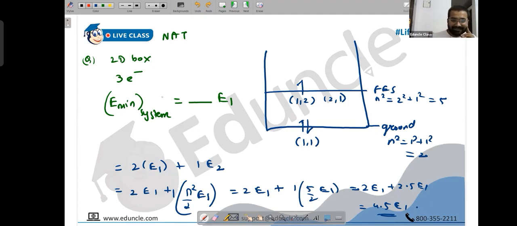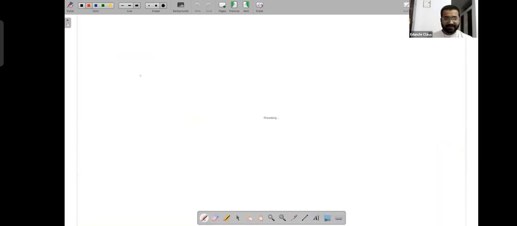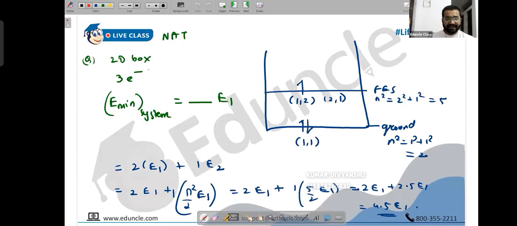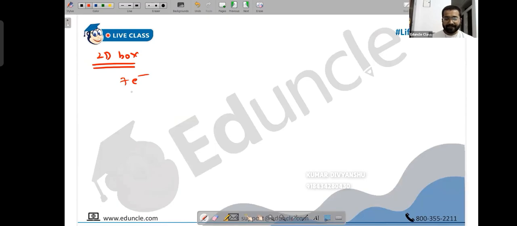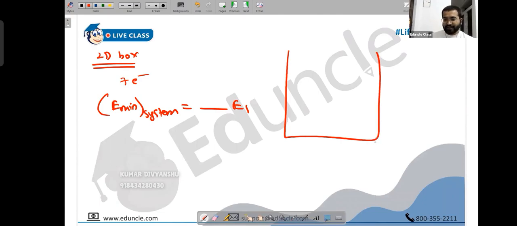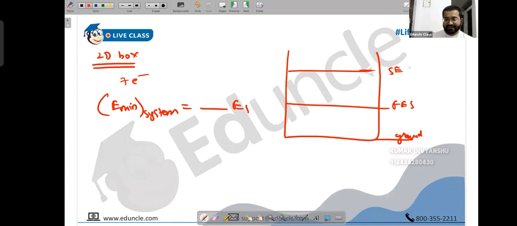Chalo, done. Now same question. Suppose same question, 2D box, okay, and this time I'm giving you 7 electrons. Now you'll understand the importance of these numbers. Energy minimum of the system, people, they are asking you dash times E1. So usually students think: suppose this is ground state, this is first excited state, this is second excited state, and you can keep on drawing third excited state. Tentatively students think 2 electrons will be here, 2 here, 2 here, and 1 here. 7 done.